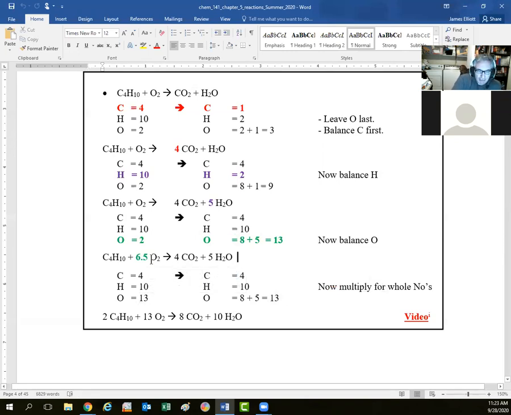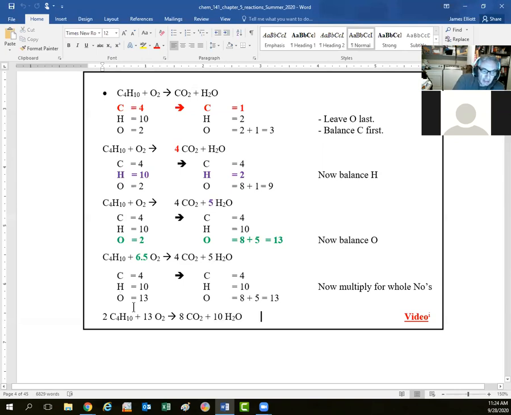But we never leave an equation with any fractions or decimal places. So as a final step, we just multiply out that fraction, multiply by the 2. So twice as much butane, that would be 2 molecules. Twice as much oxygen, that would be 13 molecules. Twice as much carbon dioxide, that would be 8 molecules. And twice as much water, that would be 10 molecules.